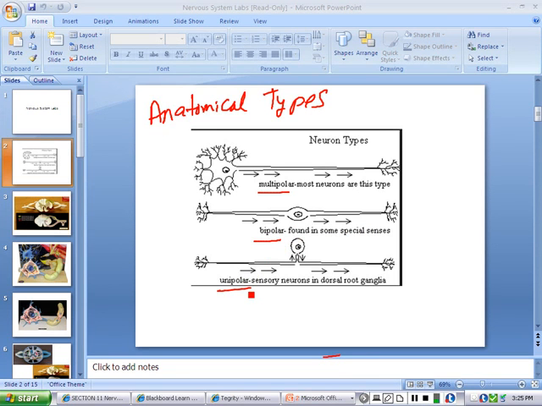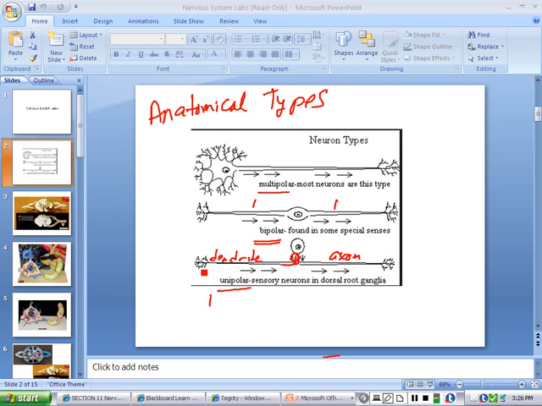Let's start at the bottom, unipolar. Uni means one, right? So that means there's one something coming off the cell body. So when you're looking at anatomical types, you're counting the number of somethings that come off the cell body. So unipolar has one. Bipolar has two. You have a dendrite end and an axon end. So this is your axon, this is your dendrite. And they kind of come together.